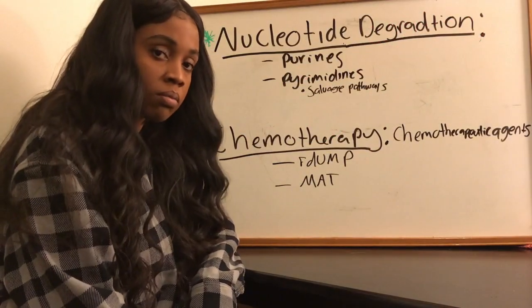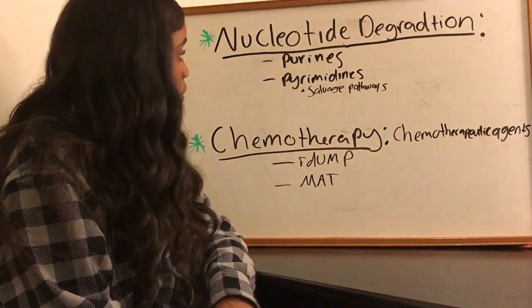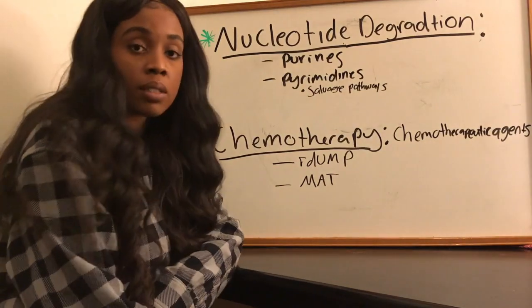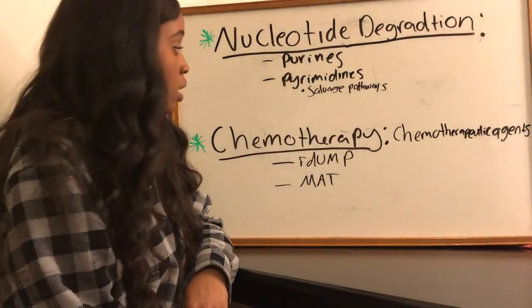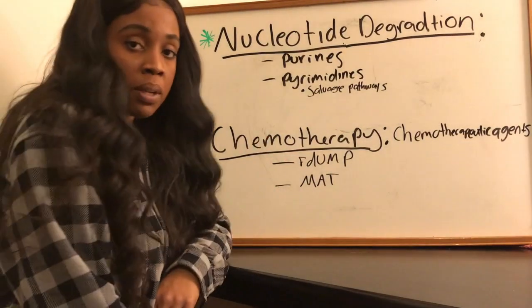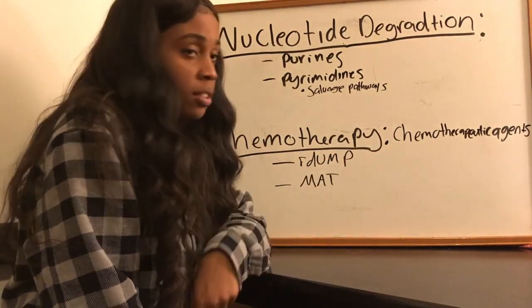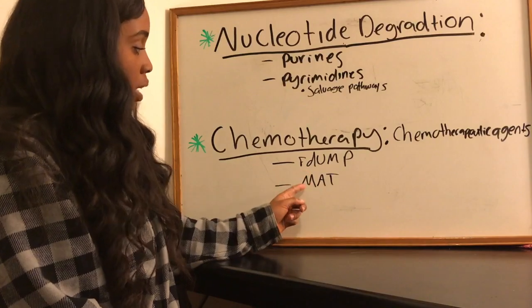Just to conclude what we went over, we talked about nucleotide degradation in purines and pyrimidines. We also talked about their salvage pathways. And then we ended with chemotherapy and chemotherapeutic agents such as FdUMP and MAT.